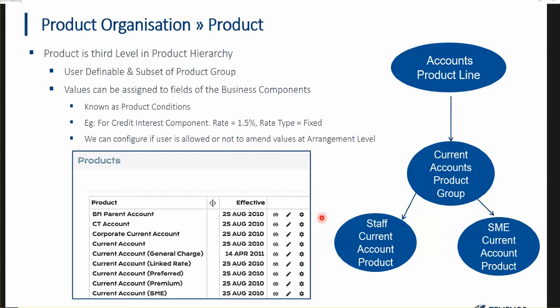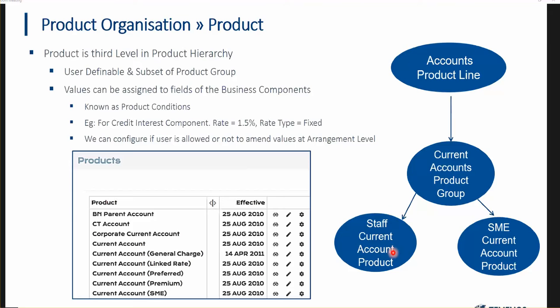These product conditions are what make this product different from this product. Okay, let me bring it down. A simple example: if I take exactly the same 10 mandatory components and keep them here, and exactly the same 10 components and keep them here, what would differentiate this product from this product is the values that you put on product conditions.